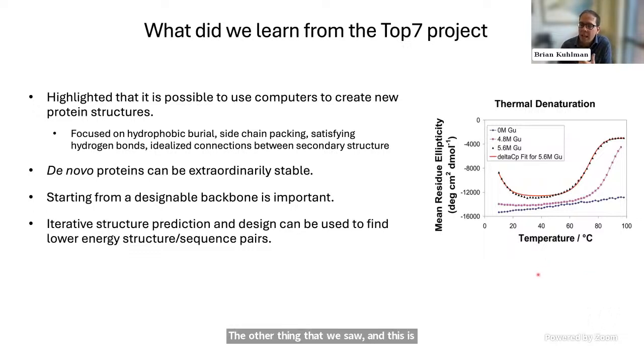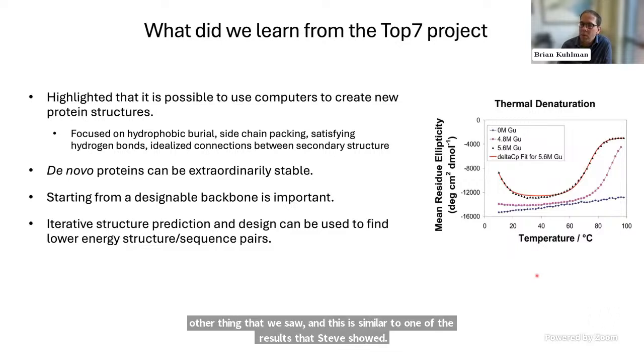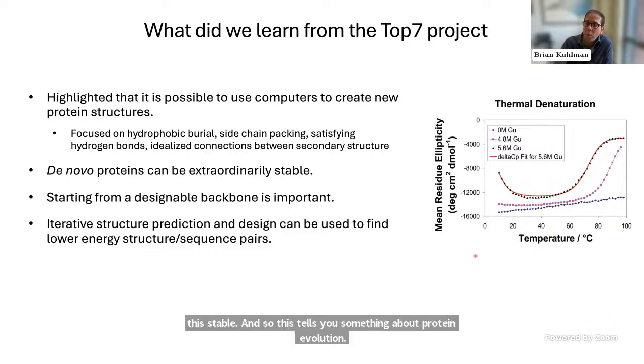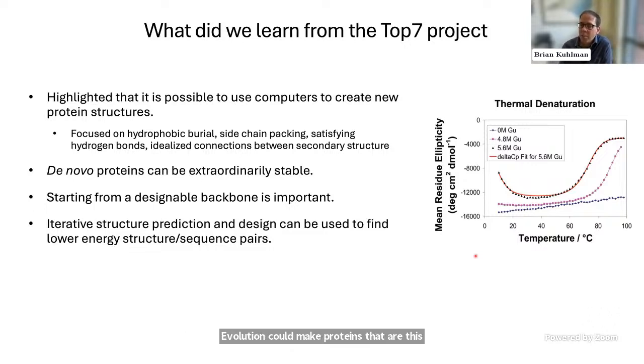The other thing that we saw, and this is similar to one of the results that Steve showed, is that Top7 was incredibly stable. So when you heated it up to 100 degrees Celsius, it remained completely folded. And we had to add up to 5 molar guanidine to get the protein to unfold. And this is interesting because if you compare this to naturally occurring proteins, they're generally not this stable. And so this tells you something about protein evolution. Evolution could make proteins that are this stable because it is physically possible, but it hasn't seen the reason to do so.